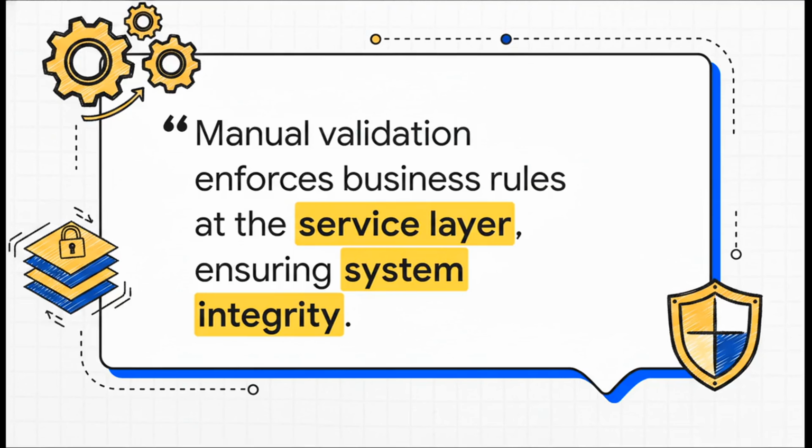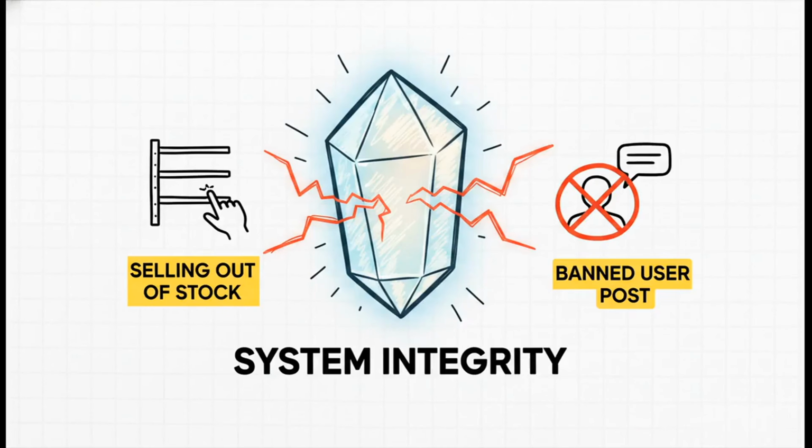It's just perfect. And if anyone ever asks you, so what? What's the big deal? The answer, the biggest risk of getting this wrong, is letting an invalid business state creep into your system. We're talking about selling an item that's already out of stock, or letting a user who's been banned post a comment. That's the kind of disaster you're protecting your system from.